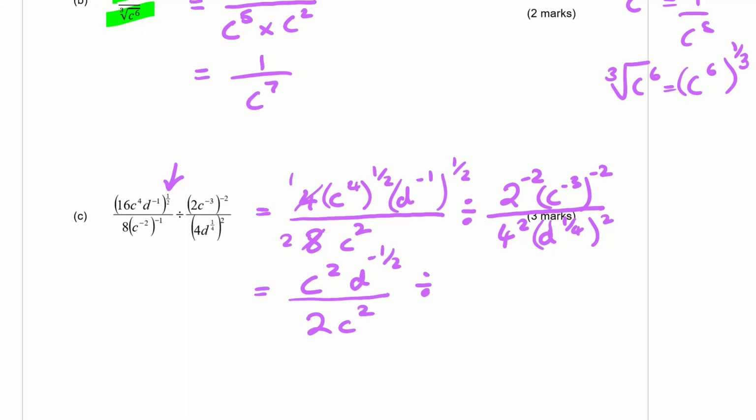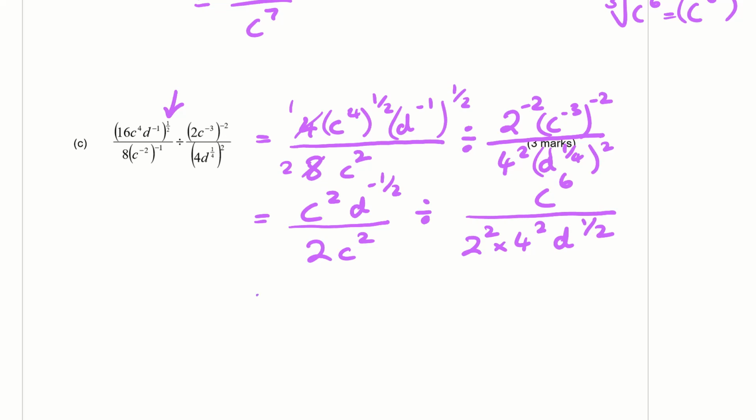Divided by, right, so 2 to the negative 2, that is going to be 2 squared on the bottom. So let's just move that 2 squared down there. And then negative 3 times negative 2 is 6, so I've got a c to the 6. Then we've got the 4 squared, and a quarter of 2 is a half, so we've got d to the half.